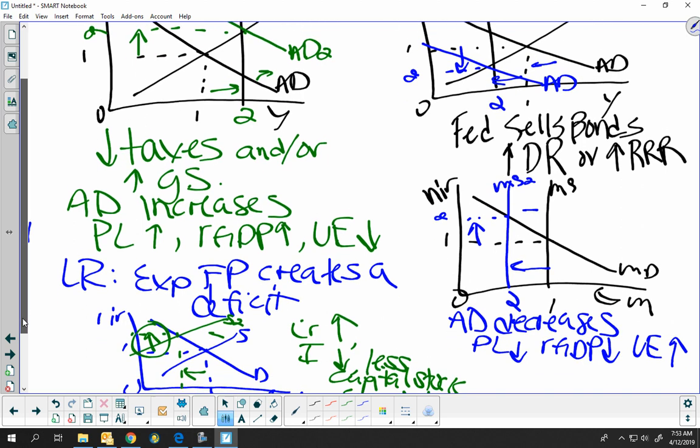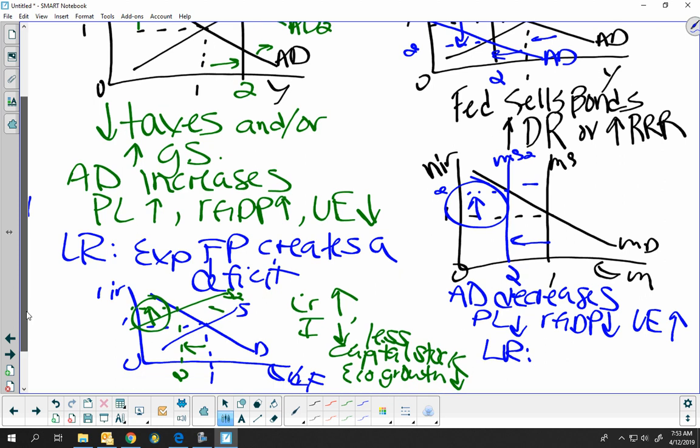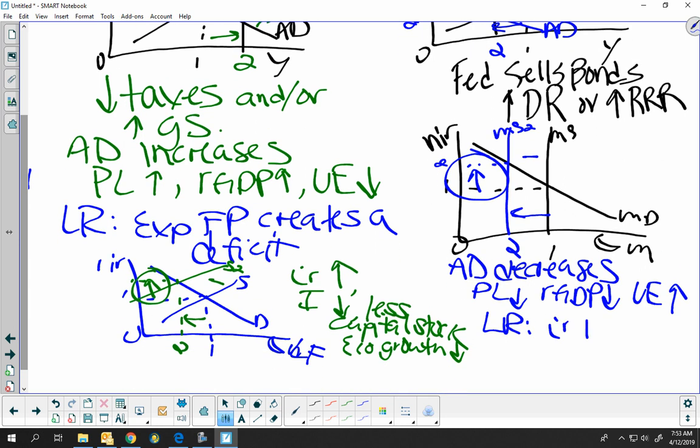But that contractionary monetary policy did change interest rates, which is really going to affect long-term economic growth and the ability to take out loans to buy capital and keep it. In the long run, rates are high, investment spending goes down, capital stock goes down, less economic growth.